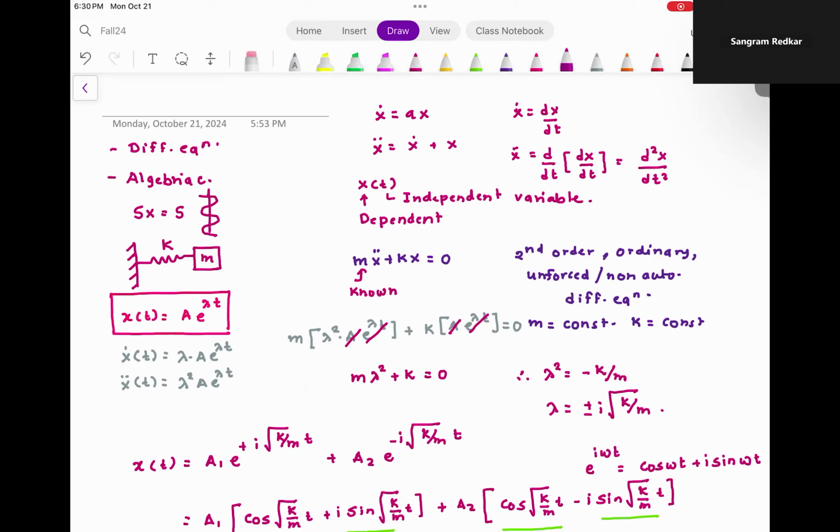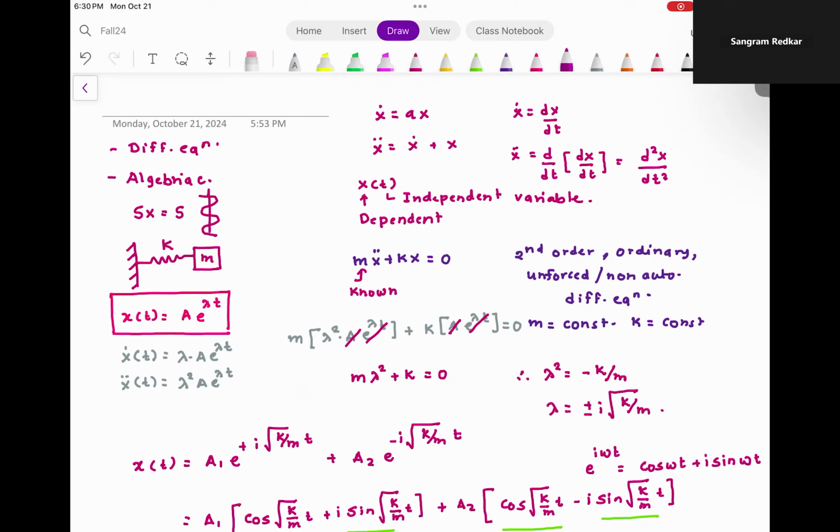And once you get the equation in algebraic form, with just plus or minus, you find the solution in the Laplace domain, take the inverse Laplace transform, and now you have the solution of the differential equation. Exact same process. Everyone understood?